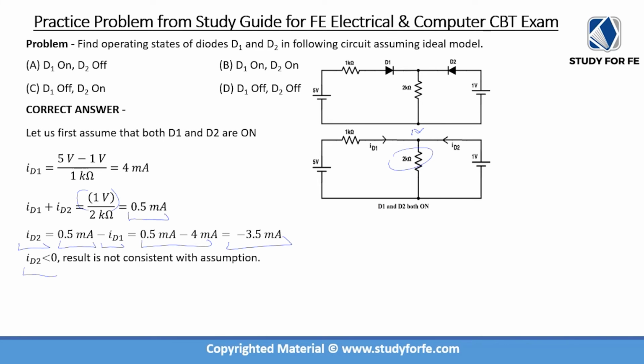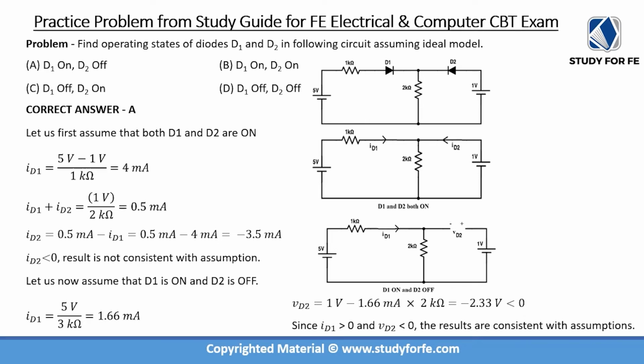So ID2 is negative, and this result is not consistent with the assumption, because when the diodes are on, the current through the diode is actually positive. That is true for ID1, but we just saw that for ID2, based on these assumptions, the current is negative, so it's not consistent. So we can no longer assume that both diodes are on, so we have to use a different assumption now.